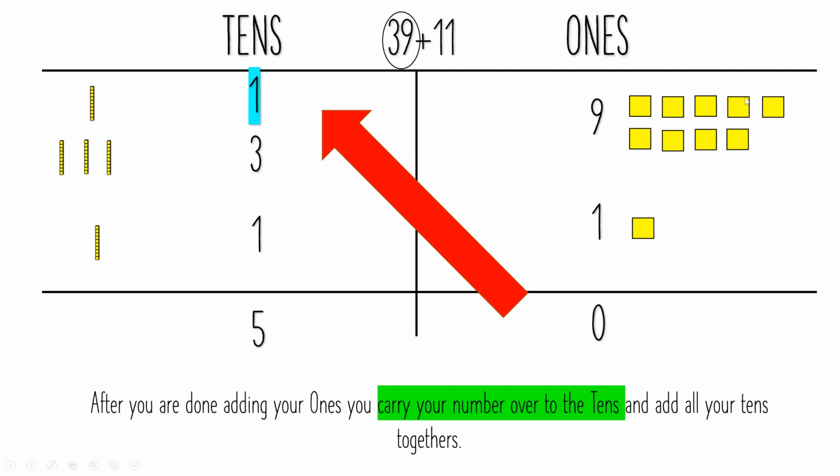So first you add your ones, then you carry your extra number over to your tens, you place it on top, and then you add all of your tens together. Let's do another one.